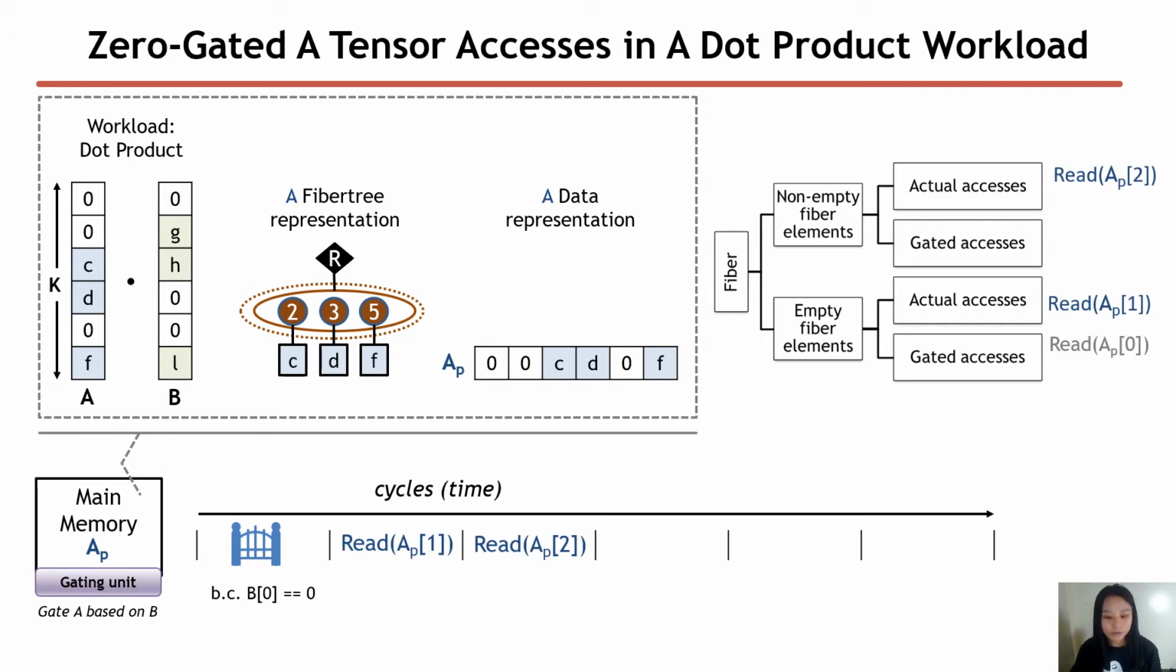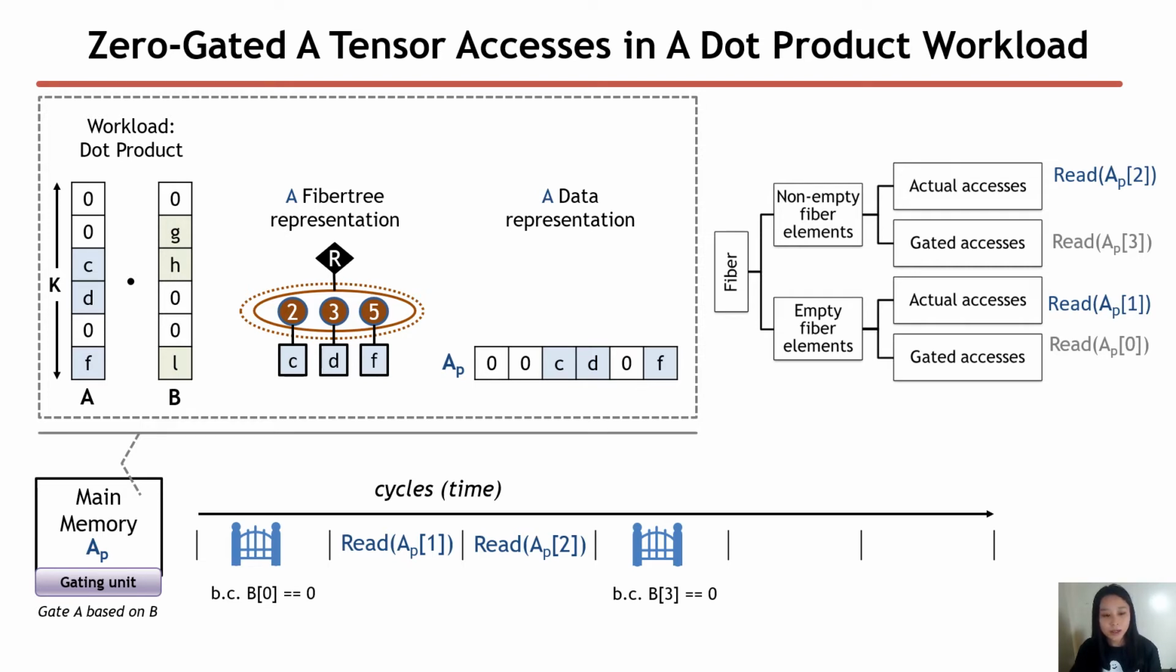We have to read the payload of A1 and payload of A2 because the corresponding B values are also non-empty. We then don't have to read the next value of A, which is the D value, because you are then able to know that B is empty at the corresponding location, so we don't need to read D.